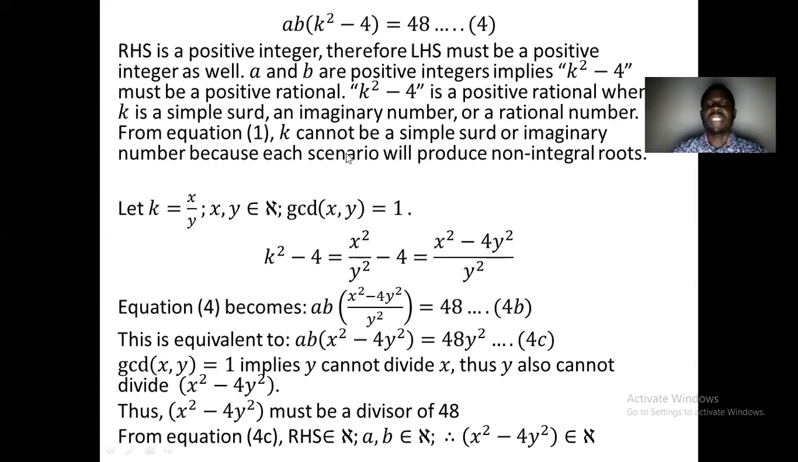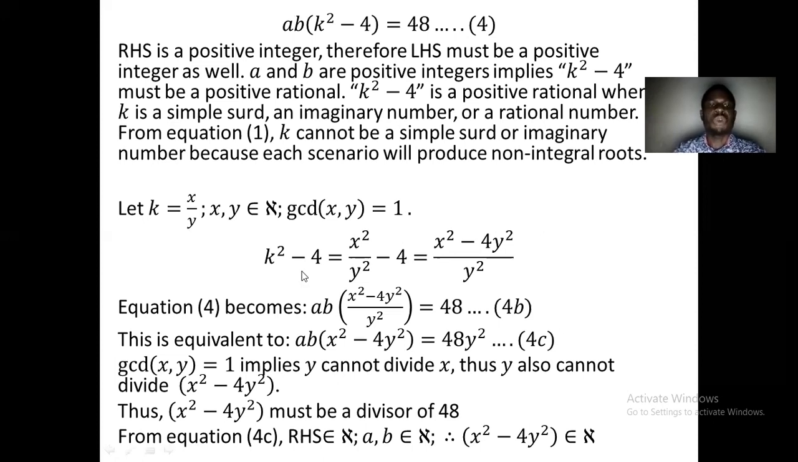Now, since we've established that, we say let k equal x over y, where x over y is in reduced form. What that means is that the GCD of x and y is equal to 1. x and y are natural numbers, that is positive integers, because we've established that k squared minus 4 must be a positive number. Reason being that a and b are already positive, so it must be positive if it must agree with the right-hand side that is equally positive. So x and y are both positive integers. That is, they are natural numbers.